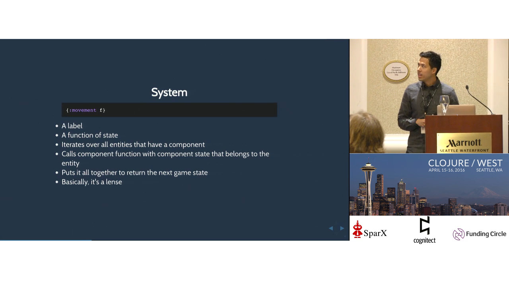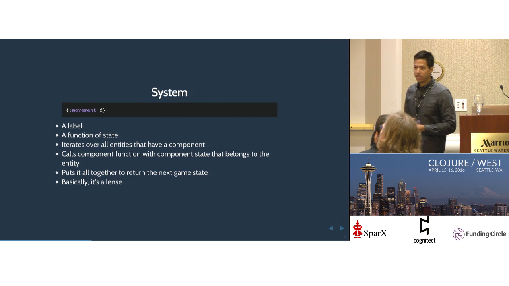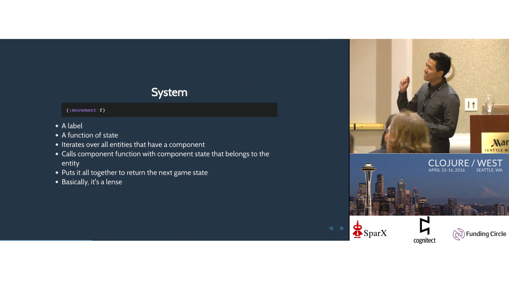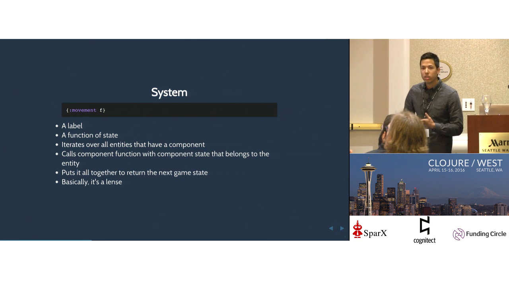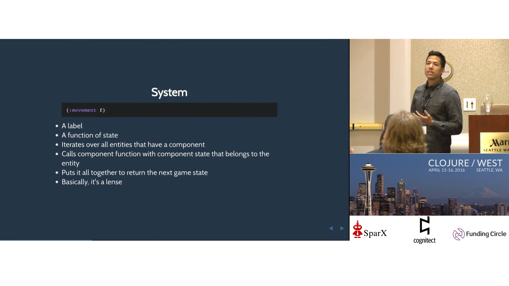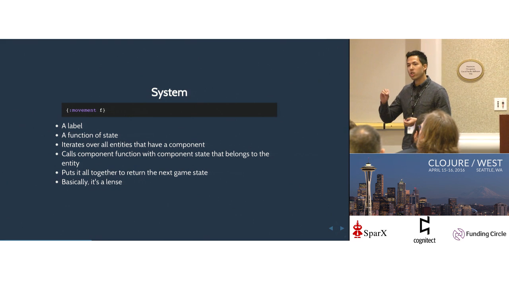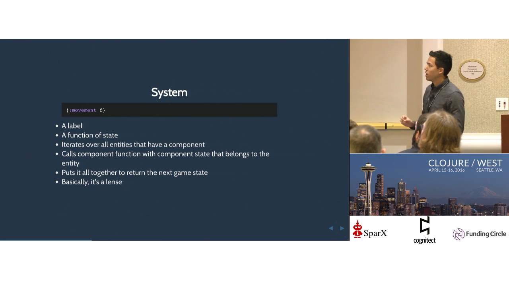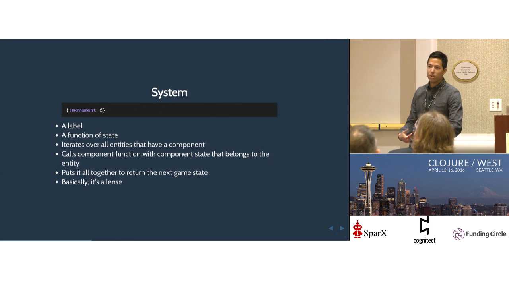Next, we have a system. A system, like we said before, is in charge of the means of iterating over these entities. So here we are going to say a system is actually just a label. So if we're going to take the movement system, it's a label, it's a function of the overall game state. And it's going to iterate over all of the entities that have that particular component. And it's going to be in charge of calling the component function with the component state for each entity. Right? So each component state belongs to a particular entity. It's iterating over all of them, and it's going to stick them back into the overall game state.